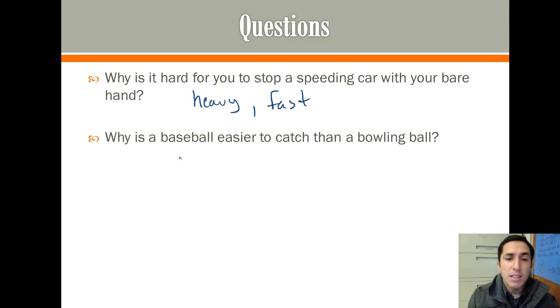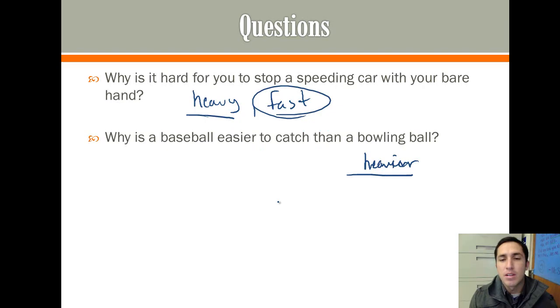And the next one, why is a baseball easier to catch than a bowling ball? If I threw them at the same speed at you, which one would be easier to catch? The baseball. Why is that? Yes, because the bowling ball is heavier. So we see this word again. We say heavy here, we say heavy here, and we say fast up here. Those two things are exactly what we'll be talking about today.